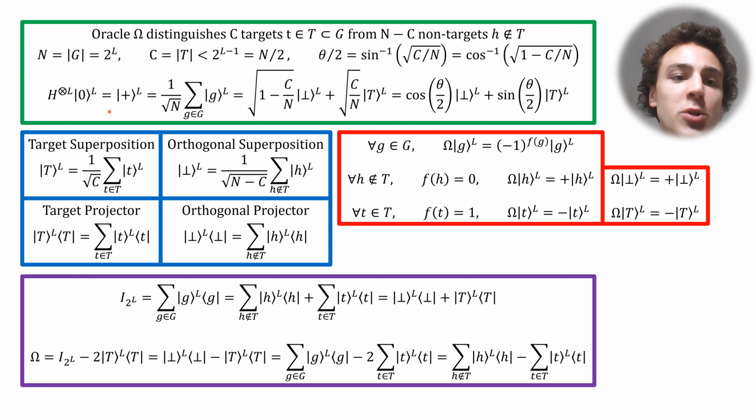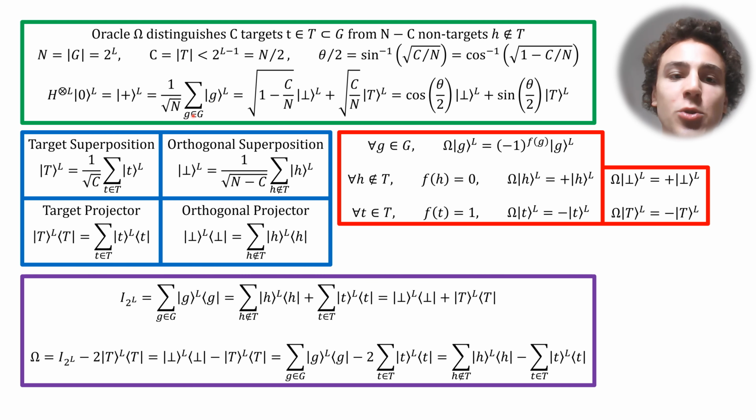So this produces the state which is labeled by a plus. So we have plus labeling this ket with a superscript L. And this plus state is shorthand notation for a uniform superposition of all of the L qubit computational basis states. How many L qubit computational basis states are there? Well, it's 2 to the L, which is the same as N. That explains this normalization coefficient of 1 over the square root of N.